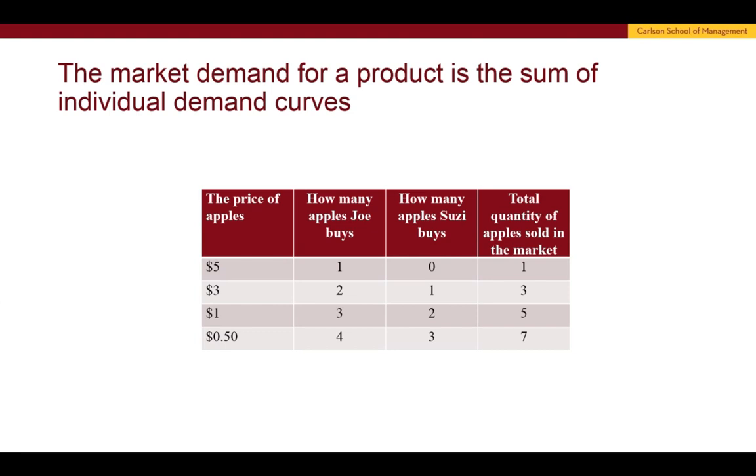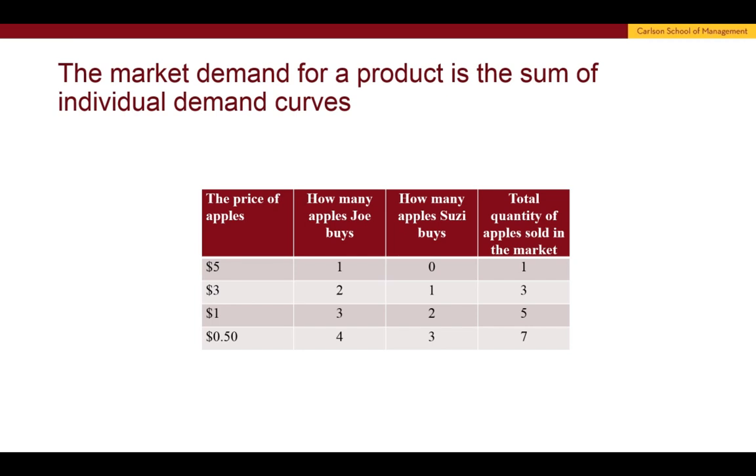Let's think about the product apples, and let's think about various different prices of apples. So for example, if the price of apples were $5, then Joe, as you can see in this table, would want to buy one apple, let's say, per week, whereas Susie wouldn't want to buy any. If only Joe and Susie were the only two people in the economy, then the total quantity sold at that price of $5 per apple would be 1. That's just the sum of the 1 and the 0. It gets us to the last column with a 1.